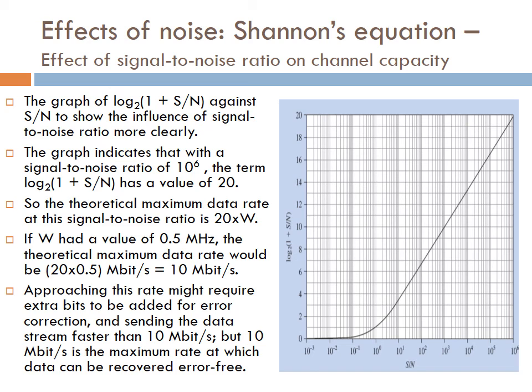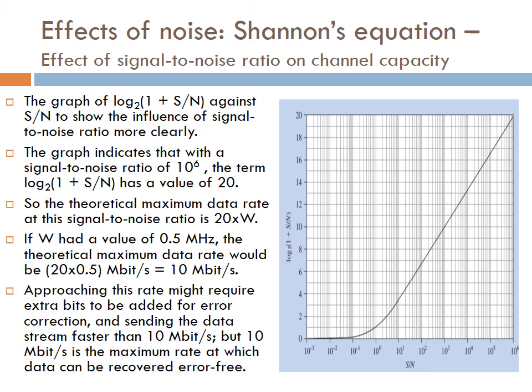So we have a logarithmic increase, of course. A considerable increase of the signal to noise ratio will have a small increase in the log, and so in the channel capacity, and not, of course, a linear increase. So the theoretical maximum data rate at this signal to noise ratio is 20 W.